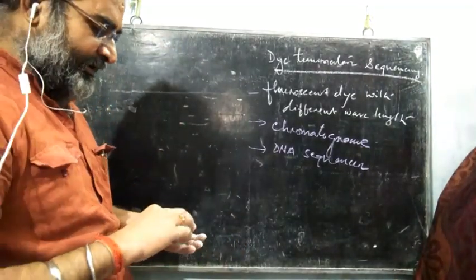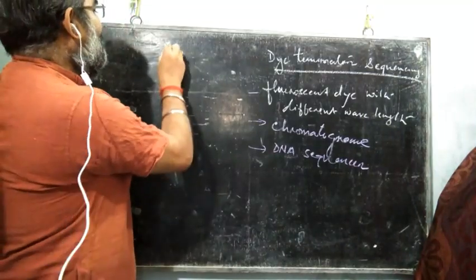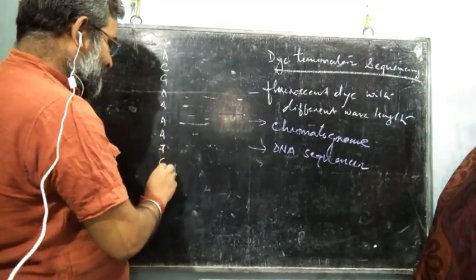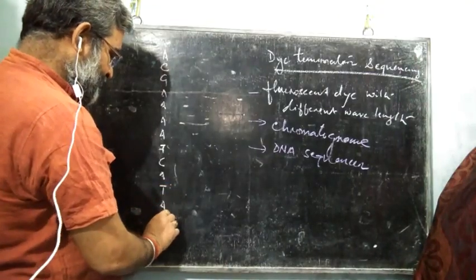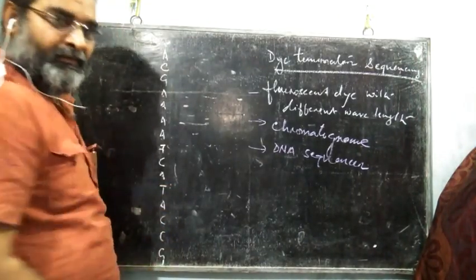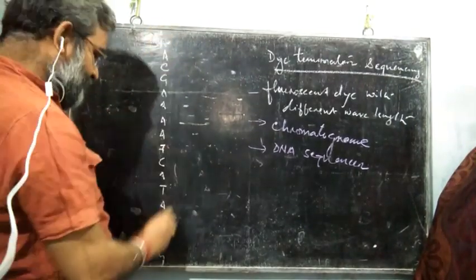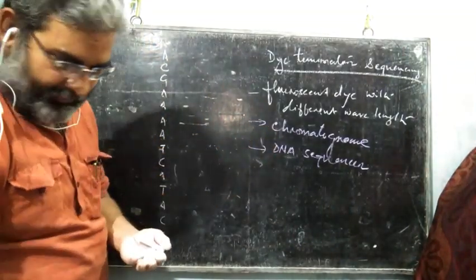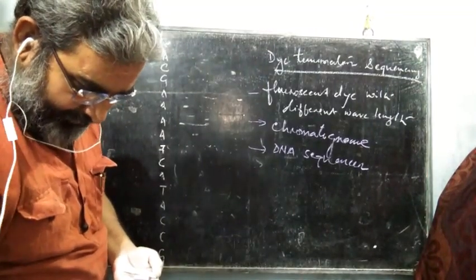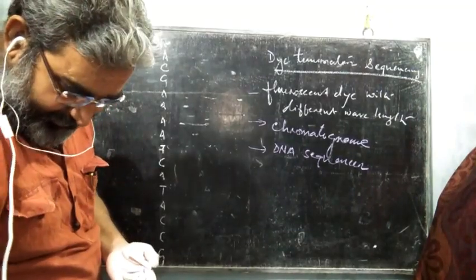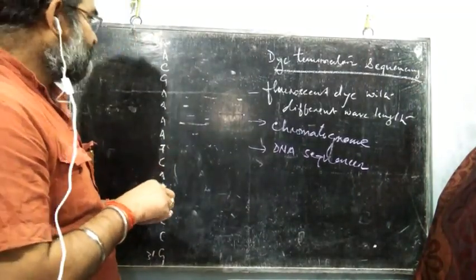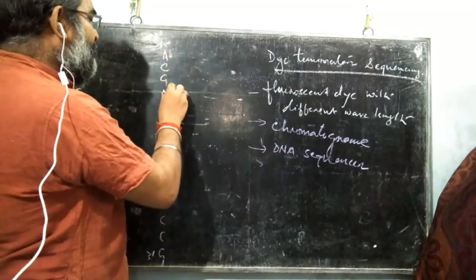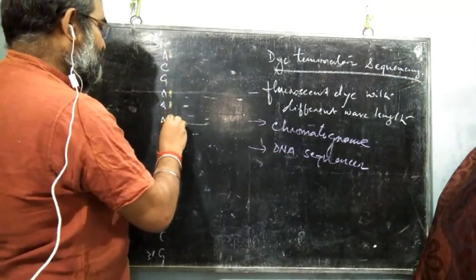For example, suppose a DNA sequence has A, C, G, A, A, T, C, A, T, A, C, C, G. It has a 5 prime to 3 prime sequence. And if we analyze it in the DNA sequencer, it is clearly represented that each DNA blocker has a separate wavelength. Suppose the A has the blocker of the yellow dye.